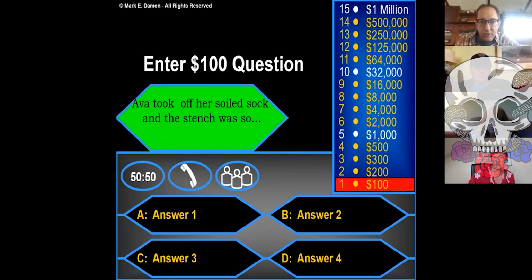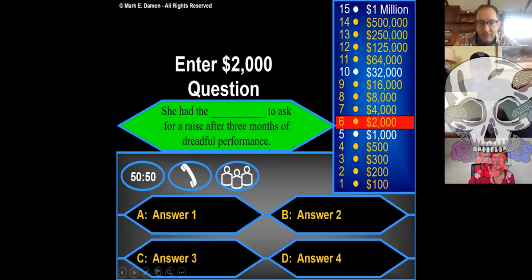Ava took off her soiled sock and the stench was so, and they might be like, bad. No. Tier 2: rancid, pungent, repugnant, putrid, like good language. And they know these words, deep in the recesses of their brain, they have it. She had the blank to ask for a raise after 3 months of dreadful performance. The audacity, the moxie, the gumption, right? So they know these words.